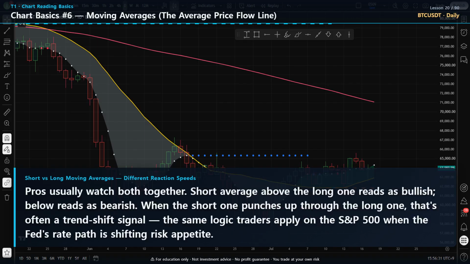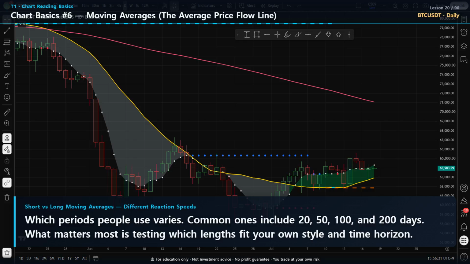Pros usually watch both together. Short average above the long one reads as bullish, below reads as bearish. When the short one punches up through the long one, that's often a trend shift signal. The same logic traders apply on the S&P 500 when the Fed's rate path is shifting risk appetite. Which periods people use varies. Common ones include 20, 50, 100, and 200 days. What matters most is testing which ones fit your own style and time horizon.